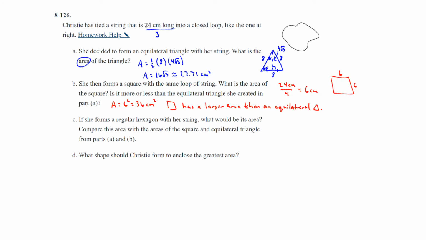If she forms a regular hexagon with her string, what would its area be? Compare this with the areas of the square and the equilateral triangle. So now we're going to go to a hexagon, so 6 sides. So now we'll take 24 centimeters and divide by 6 different sides. So each side is 4 centimeters.